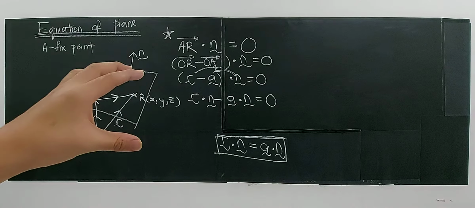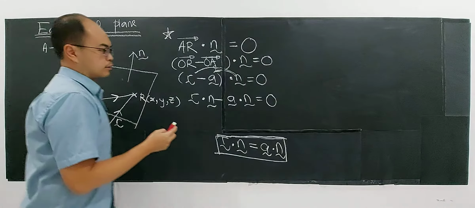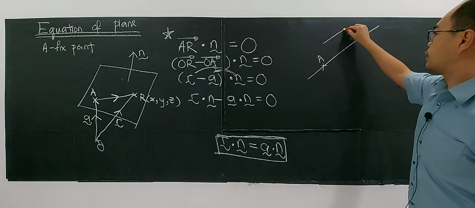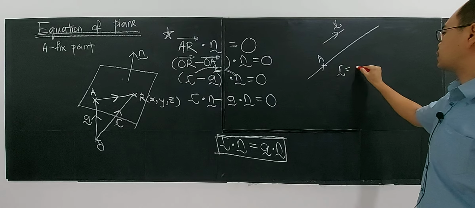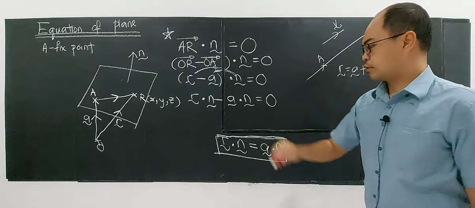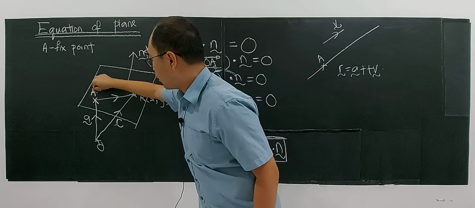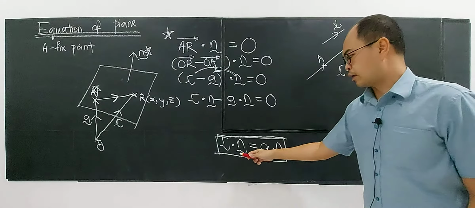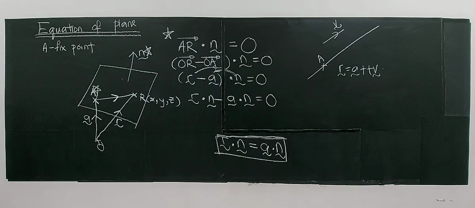What's the difference between a plane and a line? For a straight line, you need a fixed point and a direction. As long as you have a direction and a fixed point, you can get the equation of the line. But for a plane, you need a normal, and you need a fixed point, any point on the plane, so that you can apply this formula. All right, let's see in the next video how to apply this formula to find the equation of a plane.